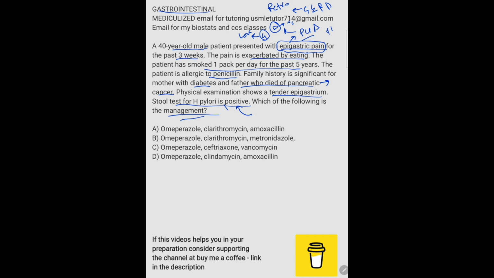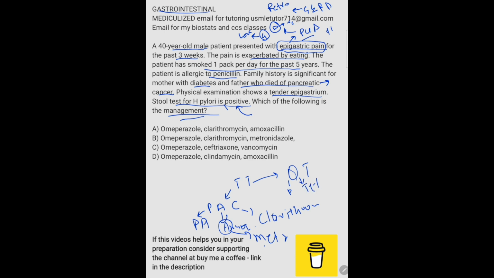The management is either the triple therapy or quadruple therapy. So if the triple therapy doesn't work, you switch to quadruple. In the triple therapy, just know PAC is the mnemonic, and here we have PPI, and then amoxicillin, and then clarithromycin. Instead of the amoxicillin, you can actually use metro. So it's either amoxicillin or metro. In the quadruple therapy, you have PPI again, and you have 2 antibiotics, tetracycline plus metro, plus you have bismuth subsalicylate. So this is the regimen for the quadruple therapy.